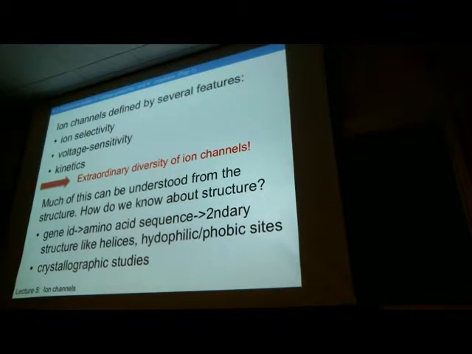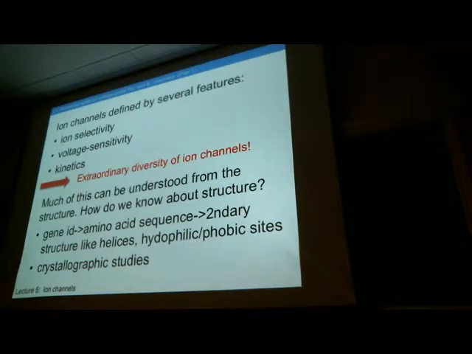Okay, so features of ion channels. There's the ion selectivity. That defines the permeability. Okay, voltage sensitivity and the kinetics, which we just talked about. And most of this can be understood from the structure.